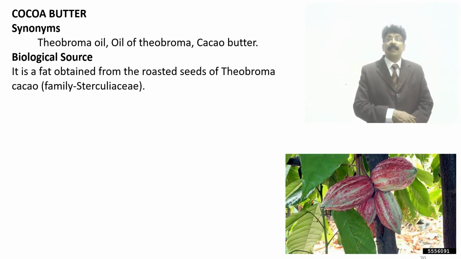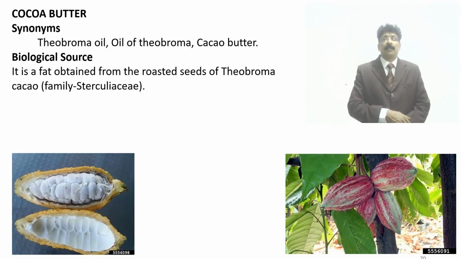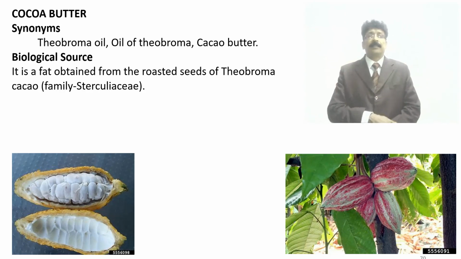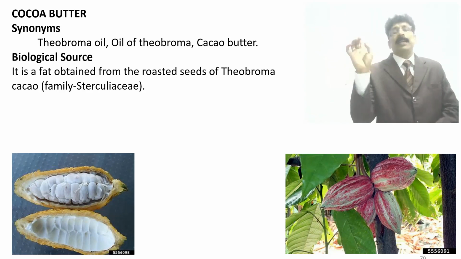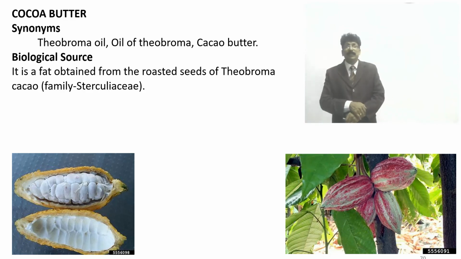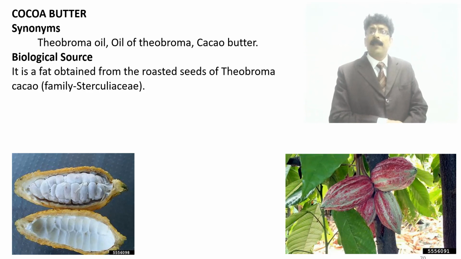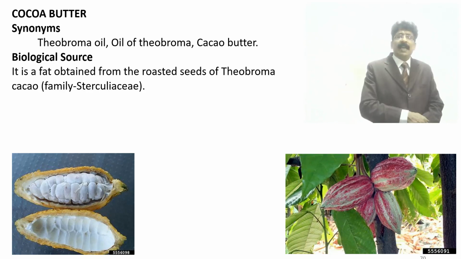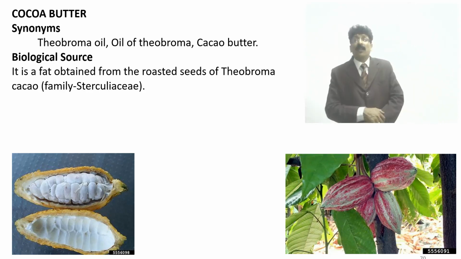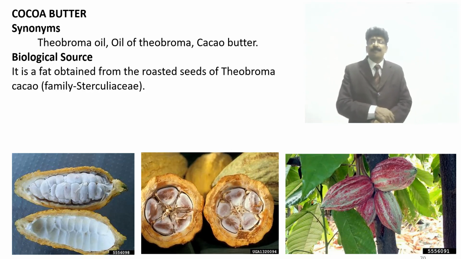Sterculiaceae. Sorry, first you should say the "cu" there: Sterculiaceae. You can see how the seeds are covered when the cocoa fruit is open, like how cotton seeds are, and when it's open you can see the gynoecium and the seeds, how they are arranged. 5 lobes.